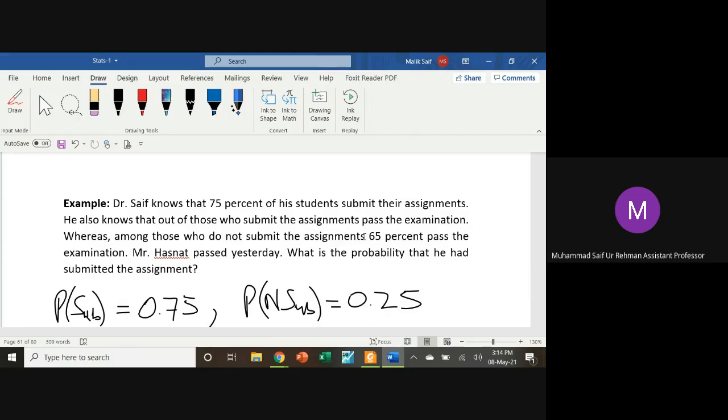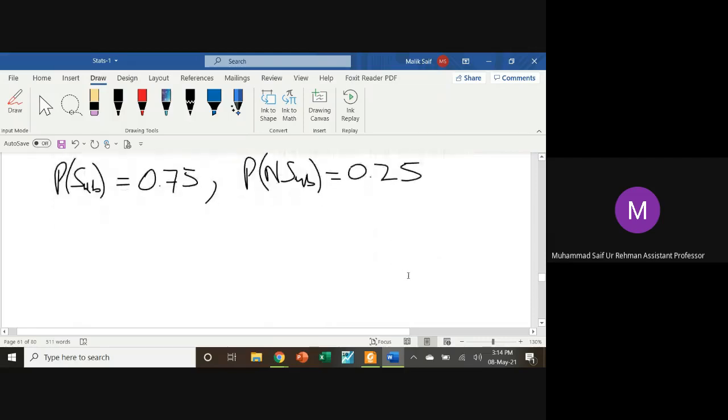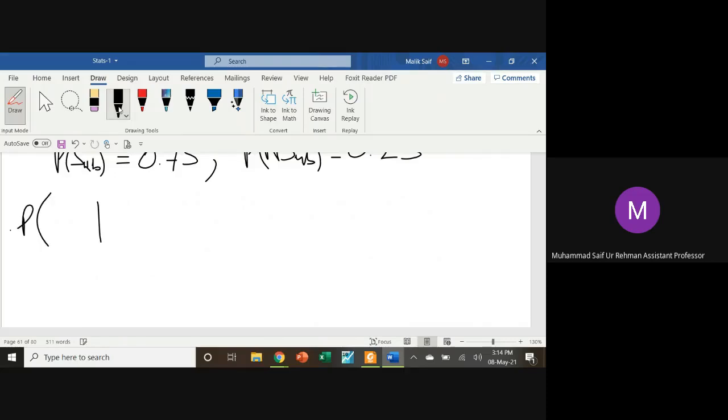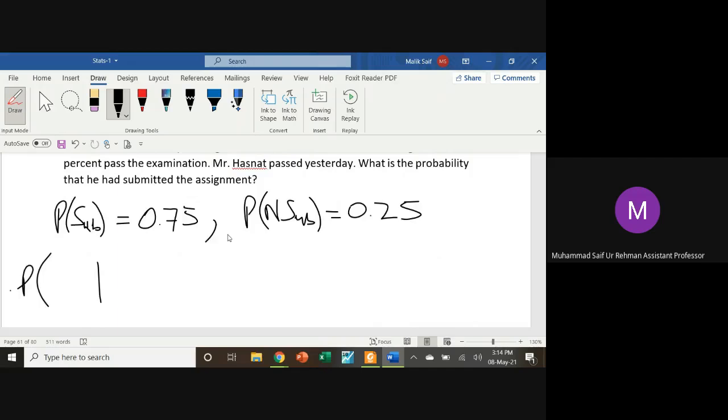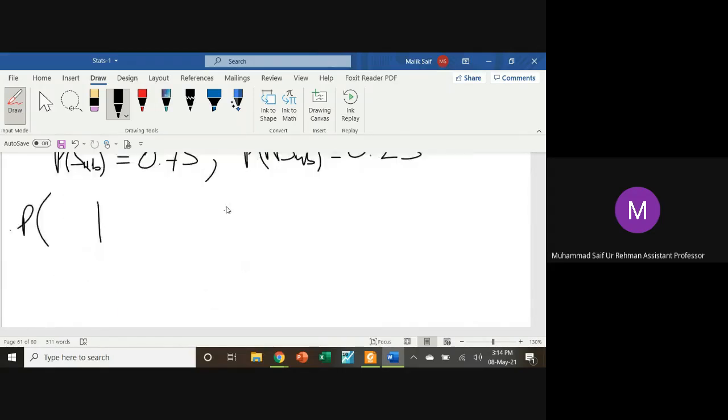Let's say 91% pass the examination, out of those who submit the assignments. So let us see how we will write down this event. You will write down probability given that. What is given? Out of those who submit. So you will write down this submit over here as given.